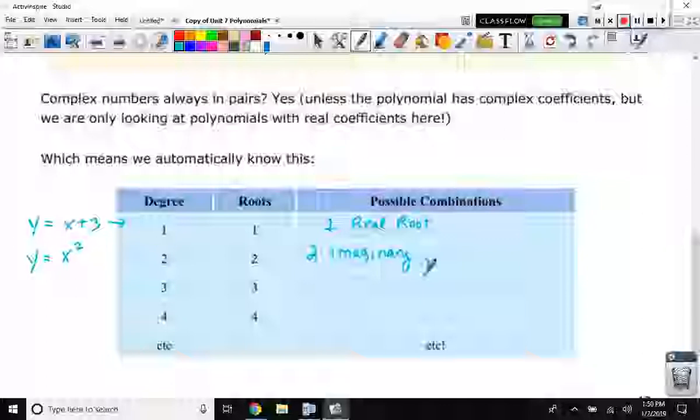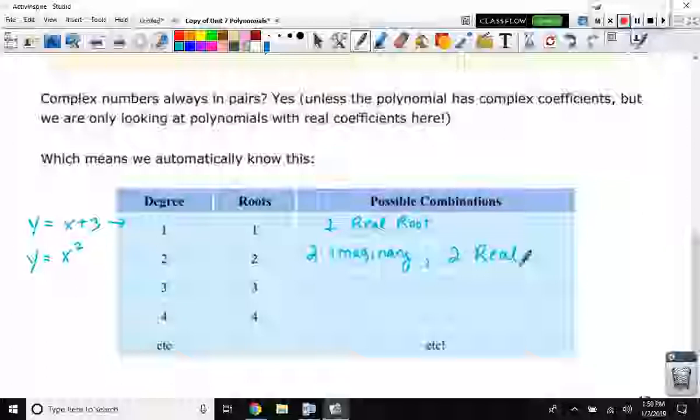Could cross twice, right? And it could also be tangent, but that still means you have two solutions. But what do you know about the solutions? They were just the same number twice, right? So that's still two real. It's just they're equal instead of unequal. Are we okay there? Those are the only possibilities.